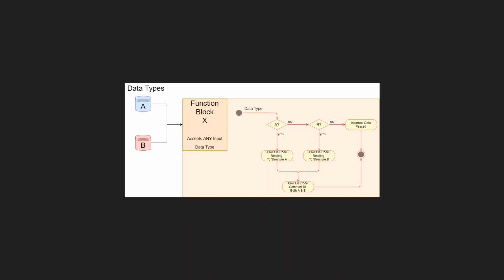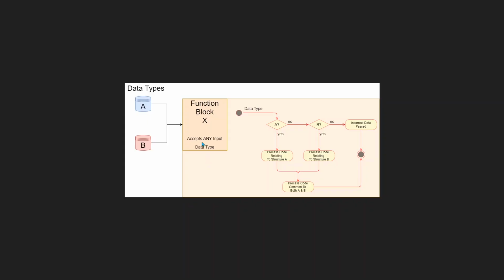So what you can see on the screen at the moment is an example of how it's set up in a very basic sense. So we have a data type A and a data type B. They contain completely different information. Some of it's common, some of it isn't, and they are passed to the same interface input on our function block.